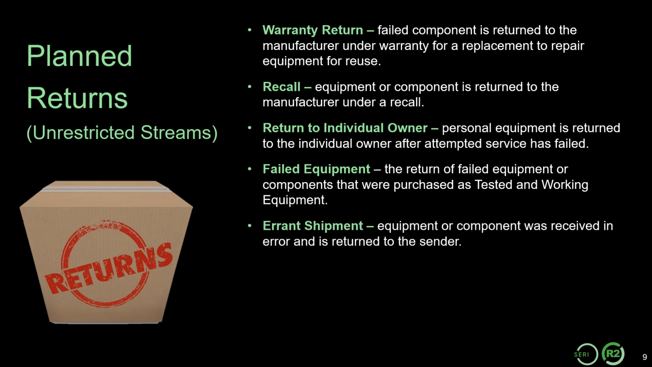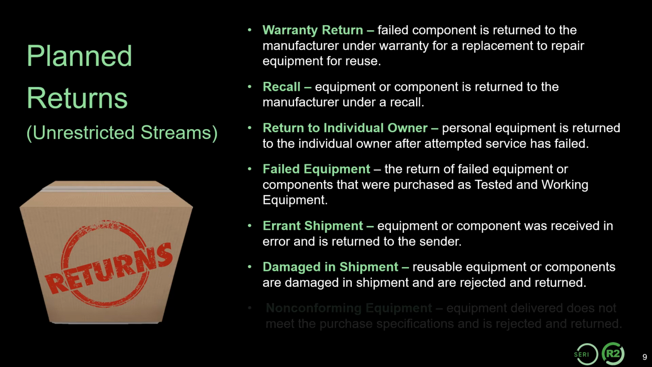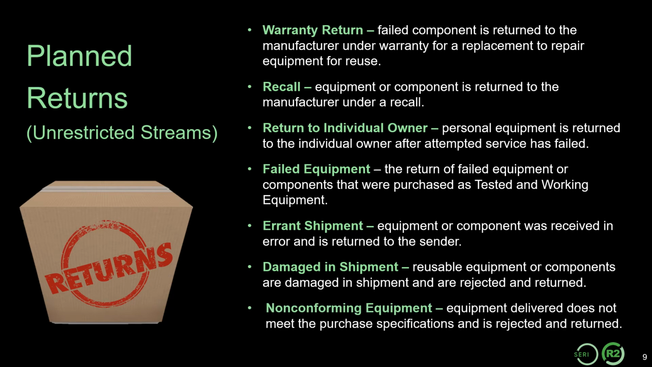Errant shipment refers to equipment or components received in error and returned to the sender. Damaged in shipment refers to reusable equipment or components that are damaged and are rejected and returned. Non-conforming equipment refers to delivered equipment that does not meet the purchase specifications and is rejected and returned. Any planned returns must be documented to clearly demonstrate to an auditor that the return meets the criteria in the rec.